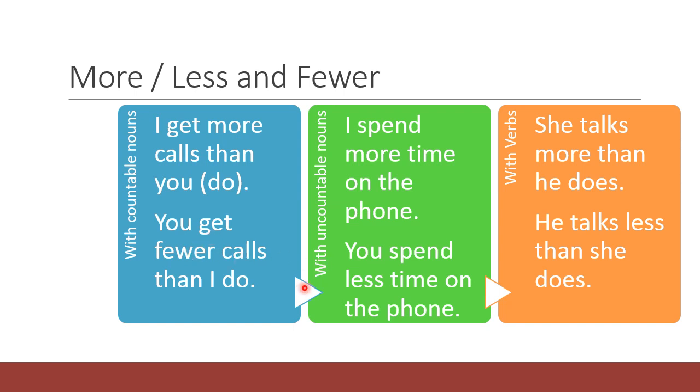If we talk about uncountable nouns, I can say, I spend more time on the phone. Time is the uncountable noun and more is the comparative. You spend less time on the phone. Time is the uncountable noun and less is the comparative. And finally, with verbs, we can say, she talks more than he does. We're using more, and check that more goes after the verb. The verb here is talks, and we use more after. In the next example, he talks less than she does. Talks is the verb and less is the comparative.